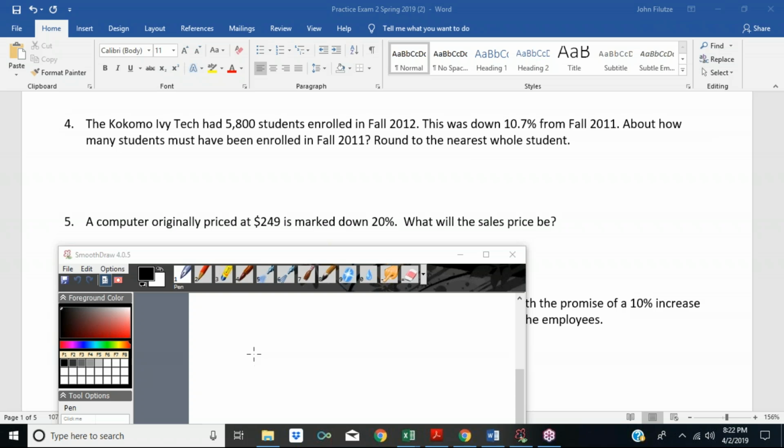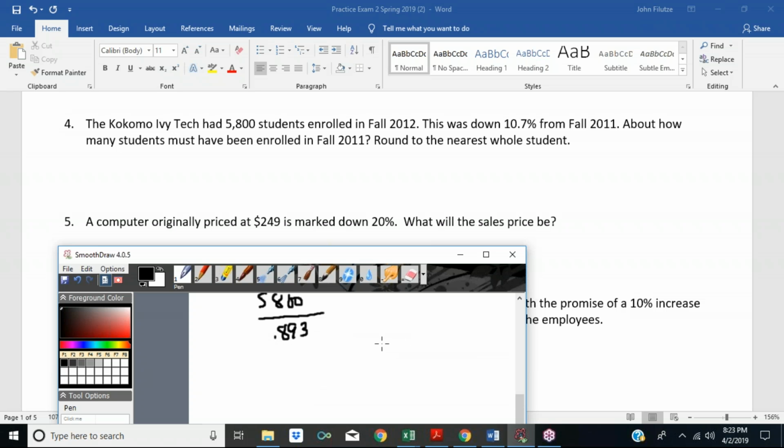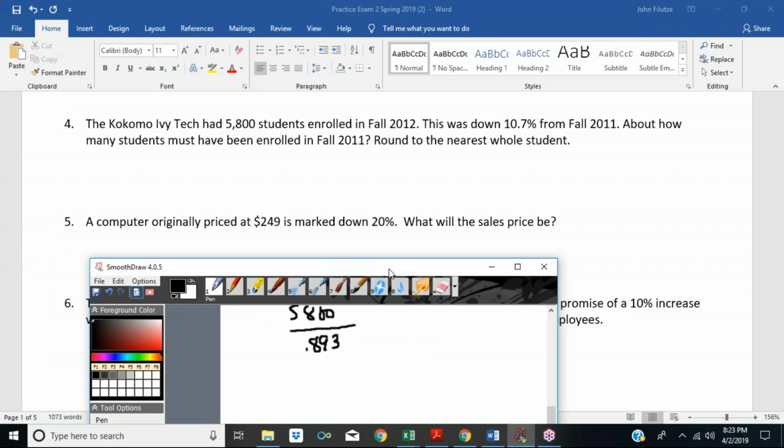So for number 4, the new amount is that 5,800. And the old amount, we'd have 1 minus 0.107, right? Because it was down 10.7% times the old. So we have to divide by, we take 5,800 divided by 0.893. And there's more students in 2011 because the 2012 enrollment is down. So that's how we know we needed to have more students in 2011.